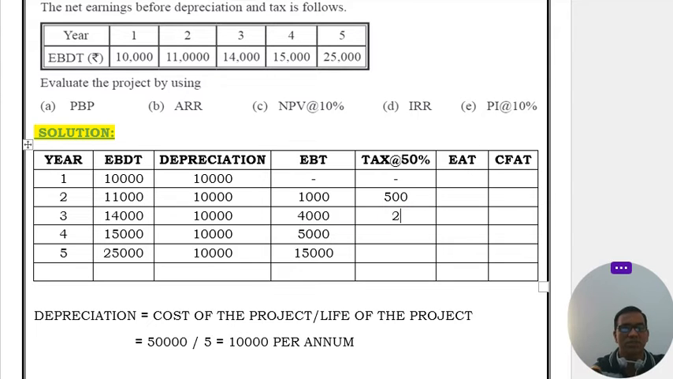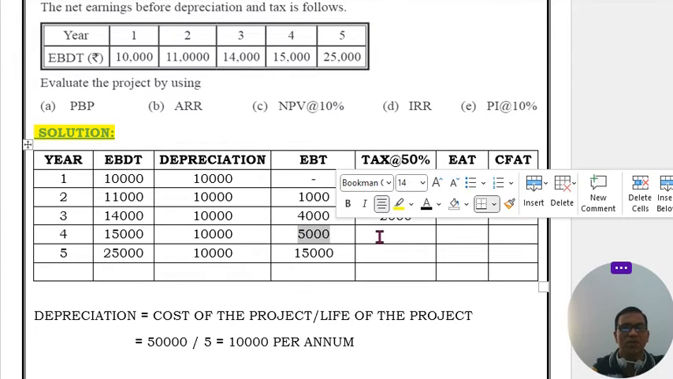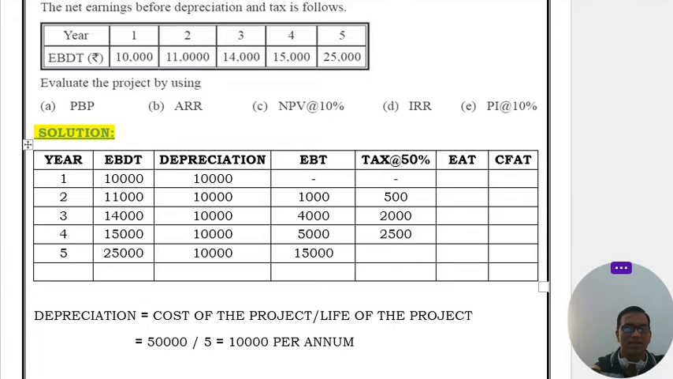50% on 4,000, that is 2,000. 50% on 5,000, that is 2,500. 50% on 15,000, that is 7,500. So now EAT, how will we get EAT? Earnings before tax minus tax.